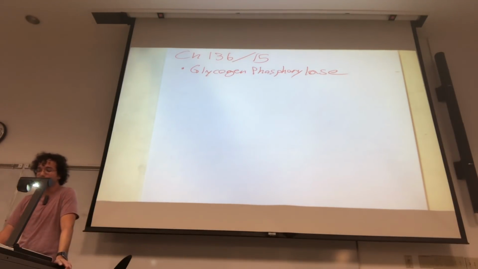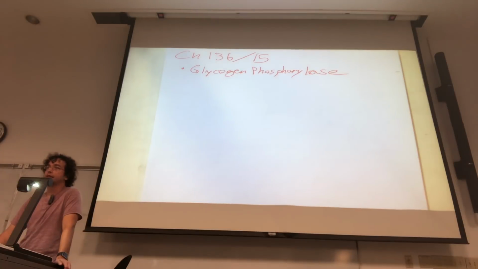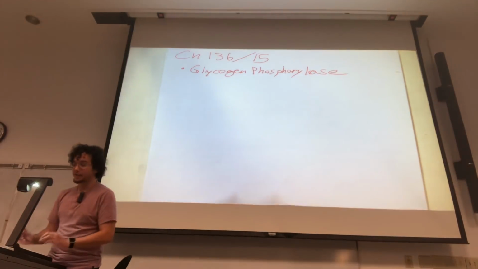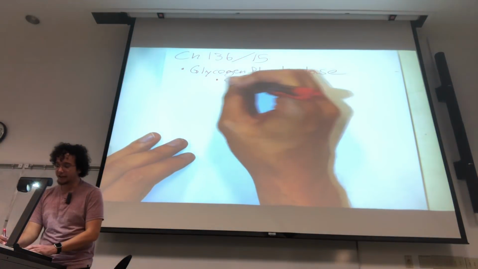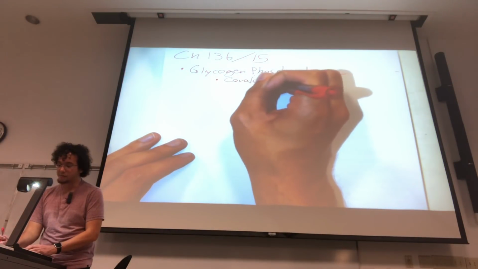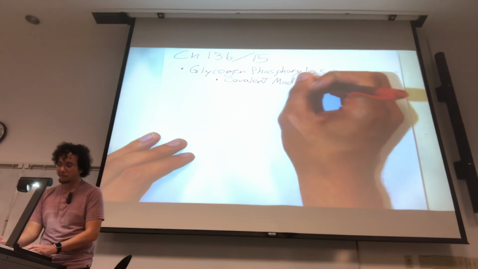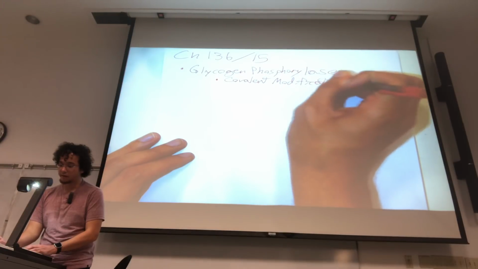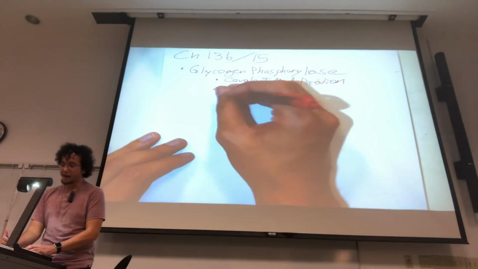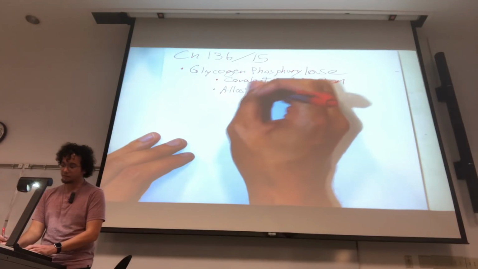So, glycogen phosphorylase is a very unique enzyme. It is regulated via two different ways. Glycogen phosphorylase is regulated by covalent modification and allosteric regulation.